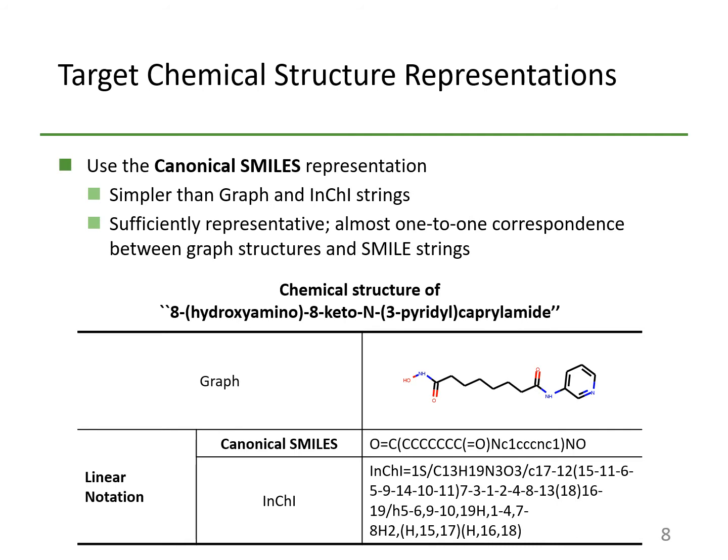There are various chemical structure representations, such as graph, canonical SMILES, and InChI. We use the canonical SMILES representation for the chemical structure prediction because it is simpler than graph and InChI strings. And there is almost one-to-one correspondence between graph structures and SMILES strings. Therefore, SMILES is sufficiently representative for creating a chemical compound database.